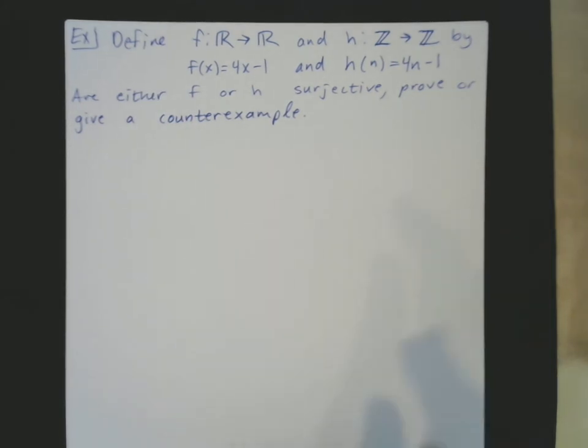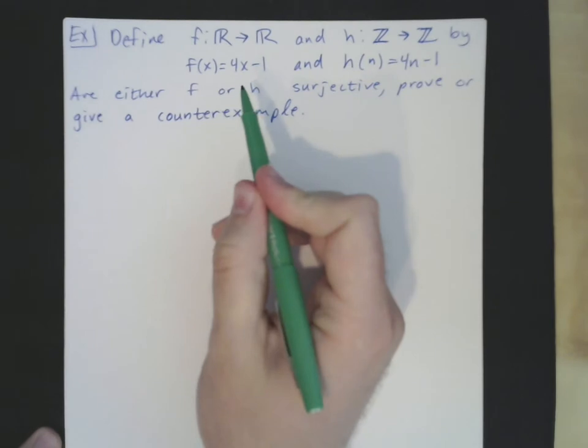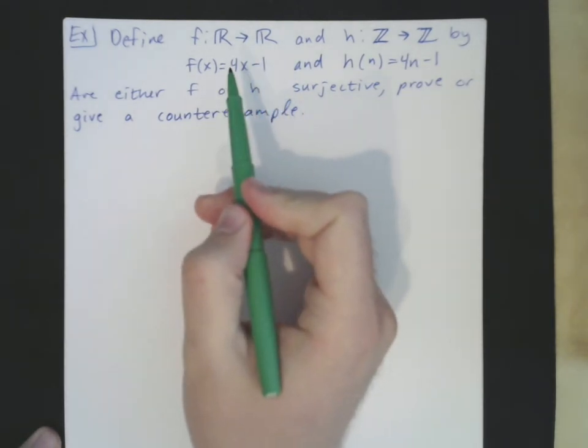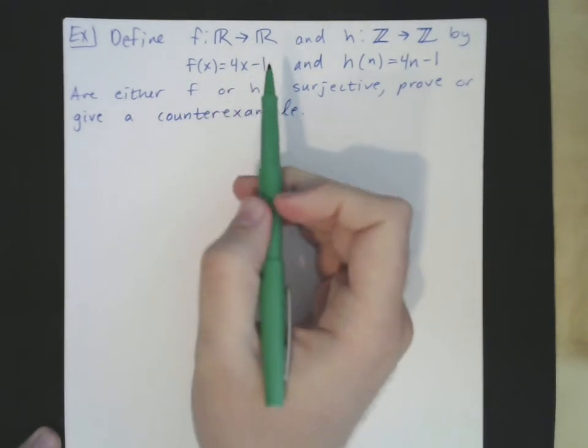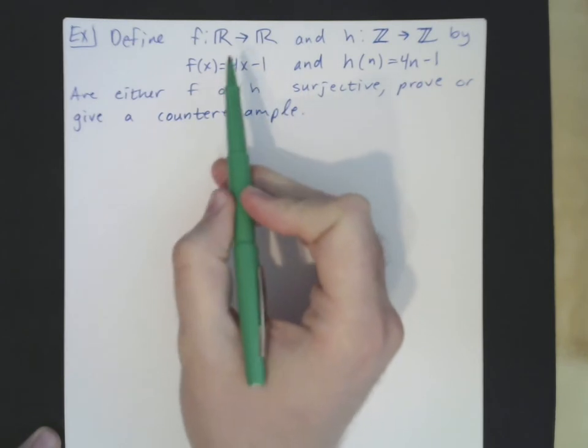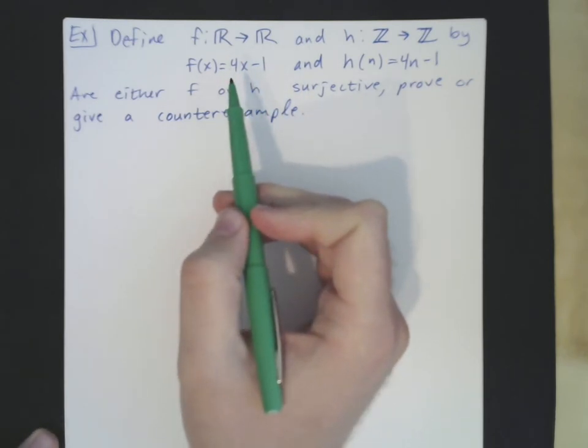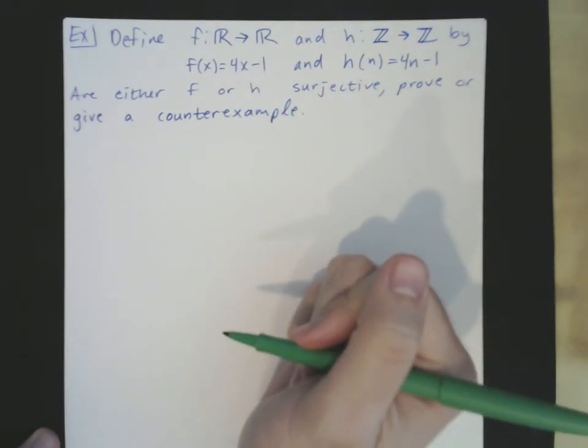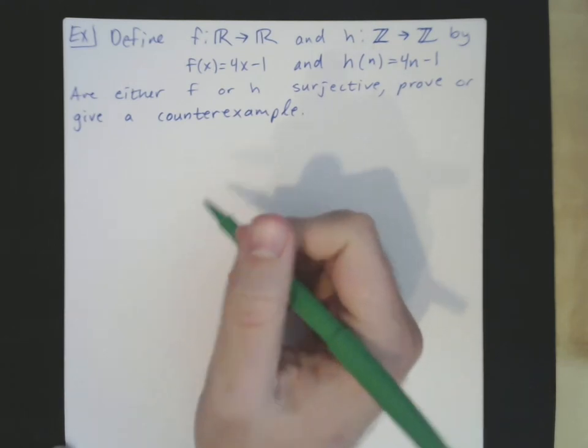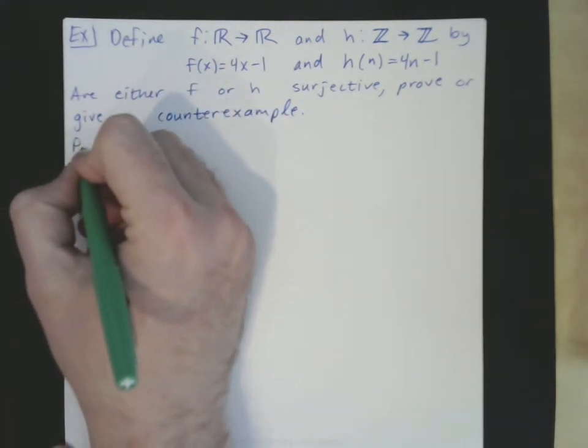So, if we start with f of x, again, we have this nice linear function. You can think of the line. You could think, is there any real number that we can't actually be equal to? And the answer we know should be no. It's a line. It should hit everything. So we need to go about proving that.